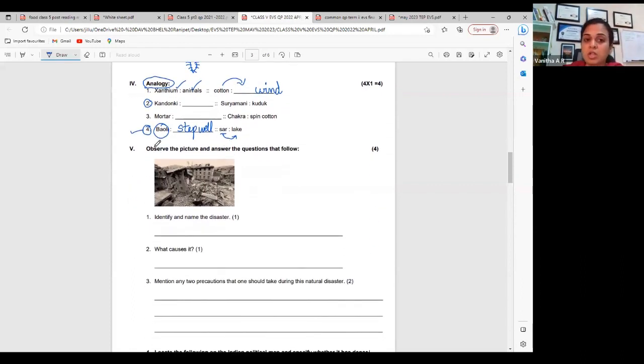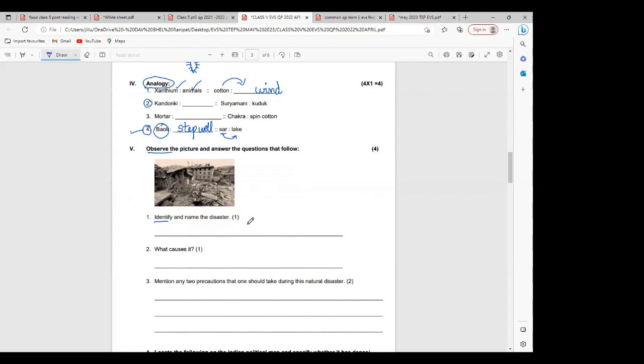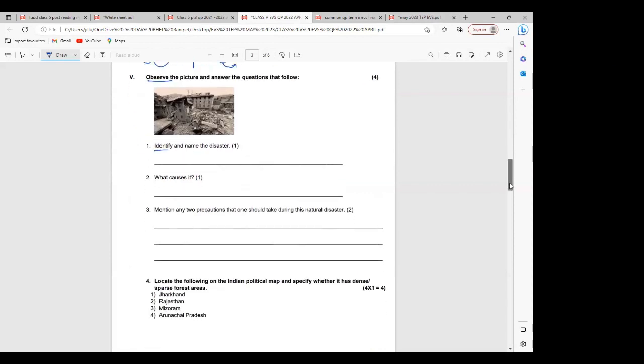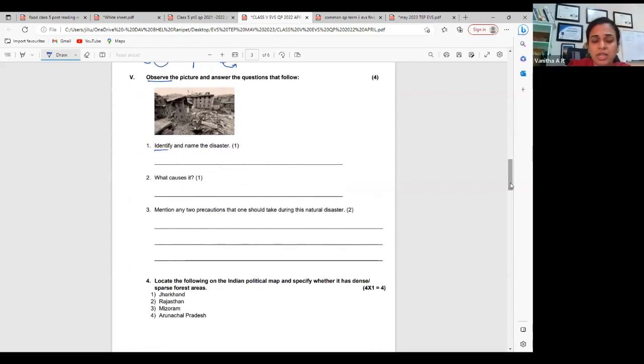And now observe the picture and answer the following. This is again a basic one given in all the question papers. So picture-based question. There'll be some picture in the question paper, below which we'll have questions based on the picture or the concepts which relate to the picture. So now identify and name the disaster. It's an earthquake. What causes it? The shaking of the plates of the earth. Or the child may say atomic bomb or tremors. So any of these answers could be there.